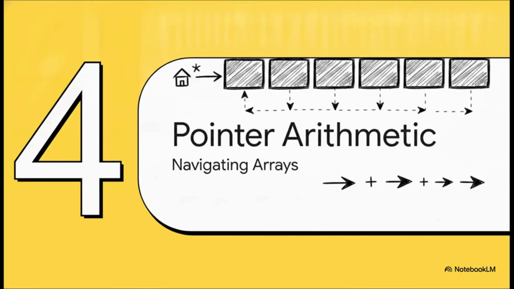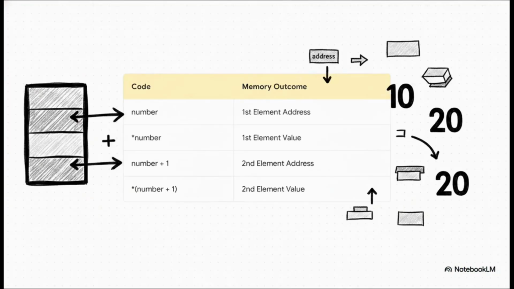Okay, section 4, array pointer arithmetic. Let's make this super concrete.